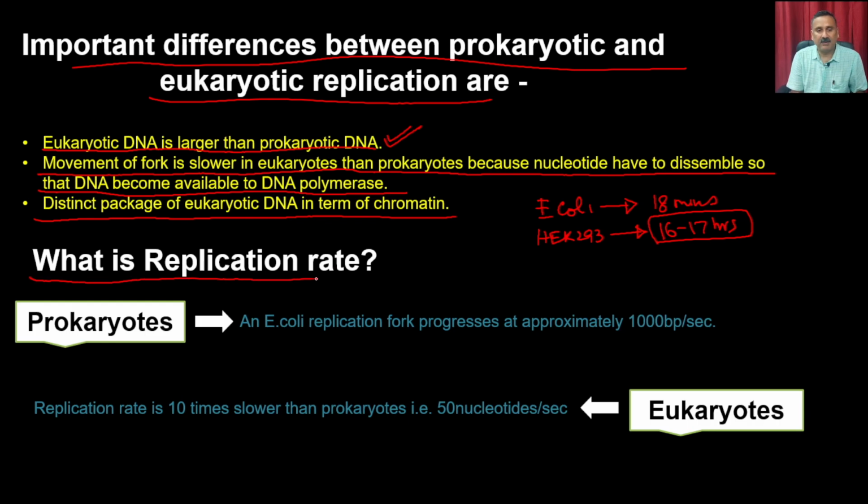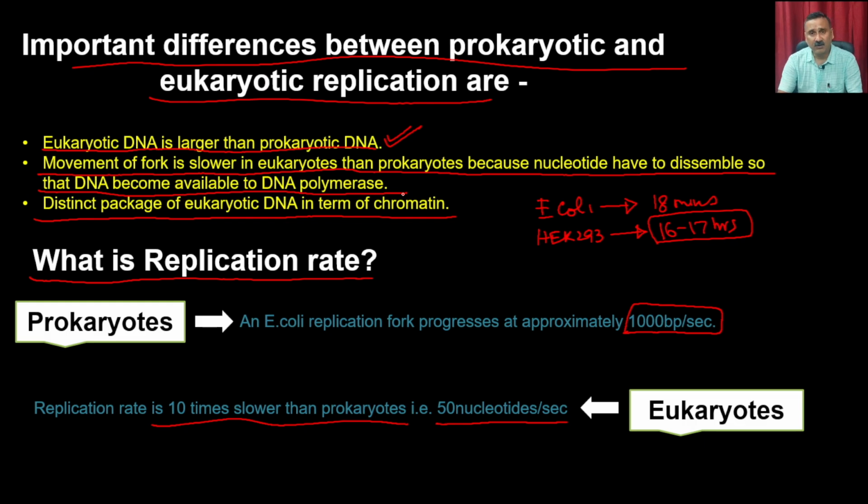Now, let us take an example: what is the replication rate? The replication rate in prokaryotes is approximately 1000 base pairs per second, whereas in eukaryotes it is 10 times slower, only about 50 nucleotides per second. It is very small because the nucleosomes have to disassemble before the DNA becomes available to the DNA polymerase. In the prokaryotic system you do not have the chromatin structure, whereas here the chromatin structure has to disassemble, the DNA has to be free from the chromatin structures and so on.